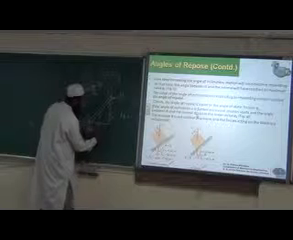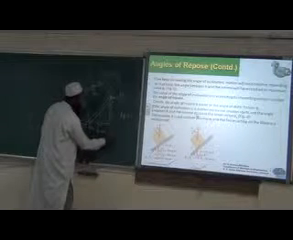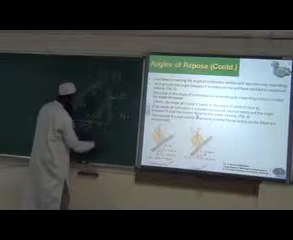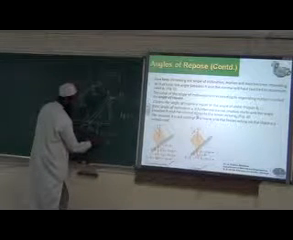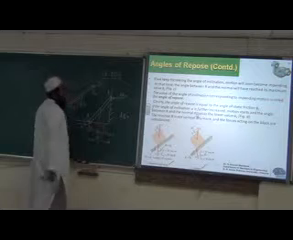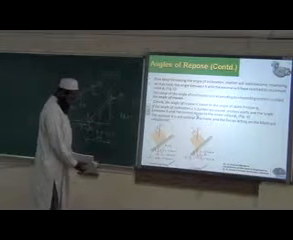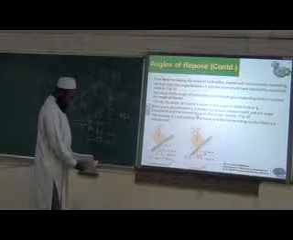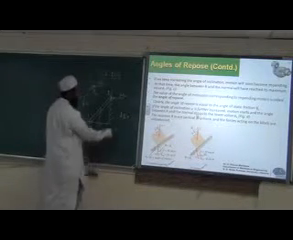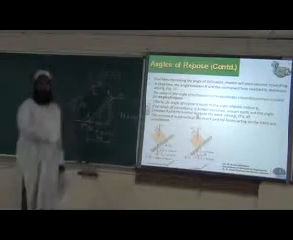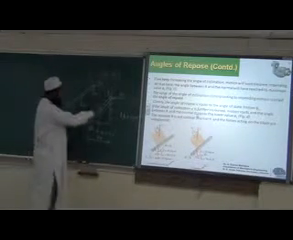The weight of the ladder is 15 Newton. The distance of the bottom end of the ladder from the wall is 8 meters. The length of the ladder is 10 meters. Okay, so this is the given setup.